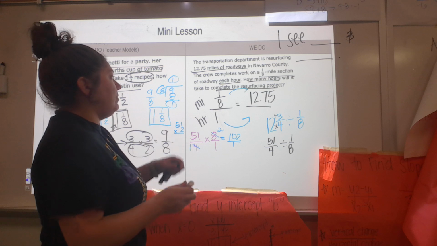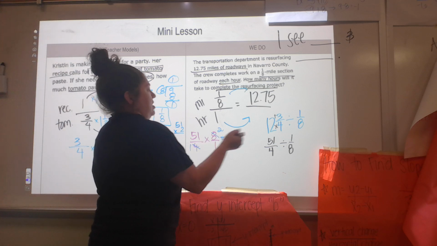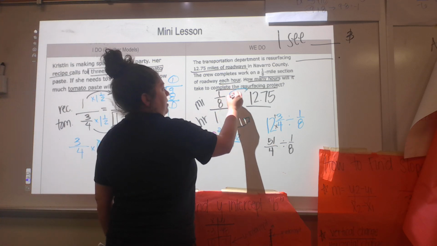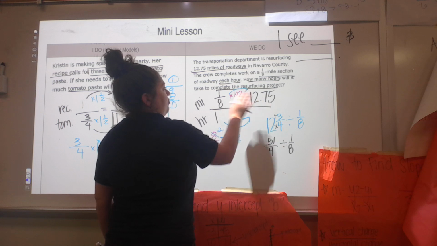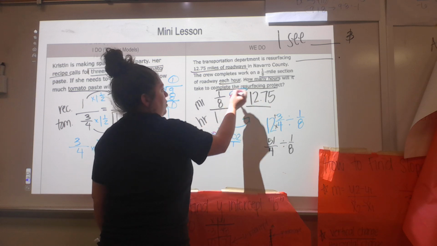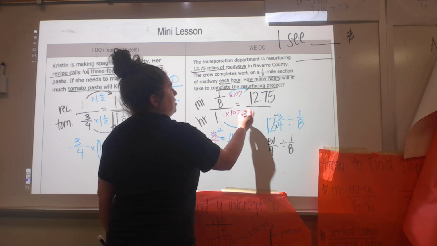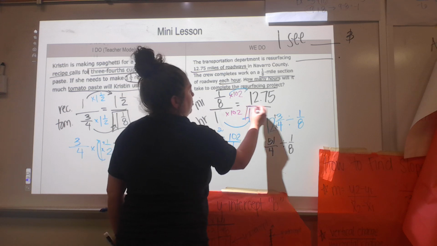Okay, so how many hours is it going to take? So 1/8 times 102 gets me 12.75. So whatever I do to the top, I have to do to the bottom. So my answer is 102.